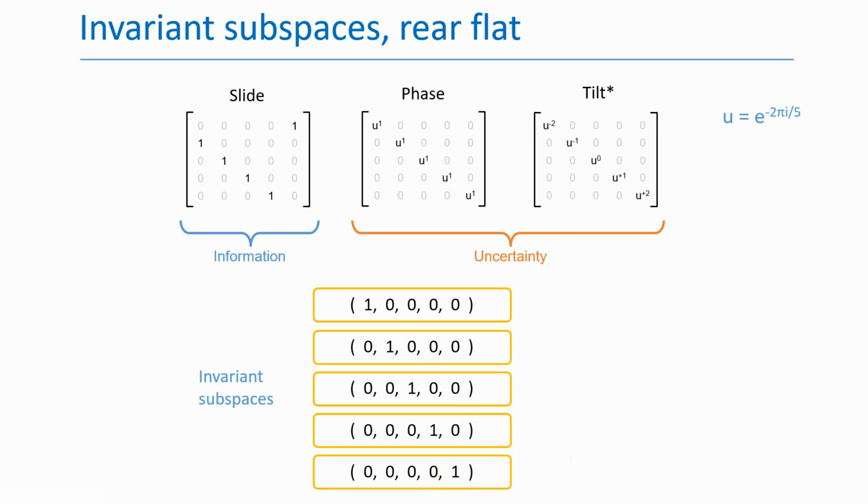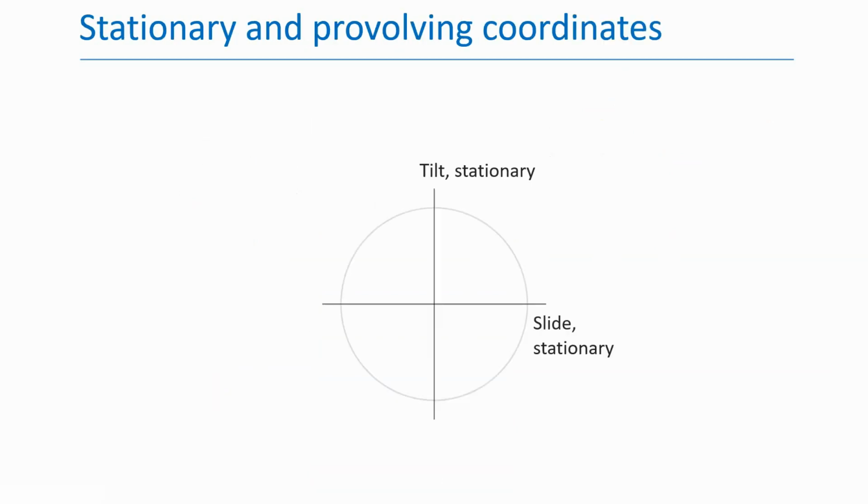This was also true at the front flat, but it was not nearly as apparent there because slide was the uncertainty transformation, and slide is not actually block diagonal when it is expressed in the basis of positions which we have been using. Earlier, we noted the asterisk on the label tilt, and we stated that it could be interpreted another way. Let's return to that topic now.